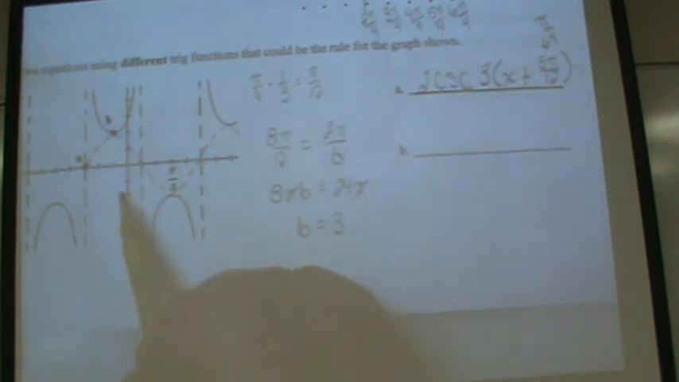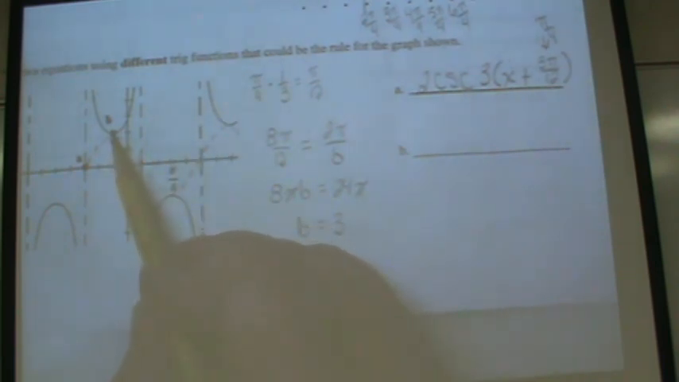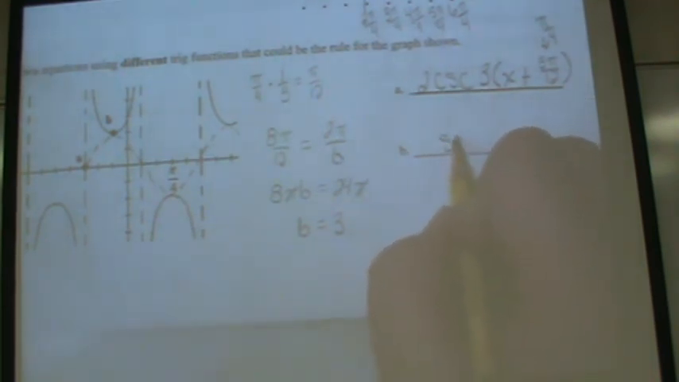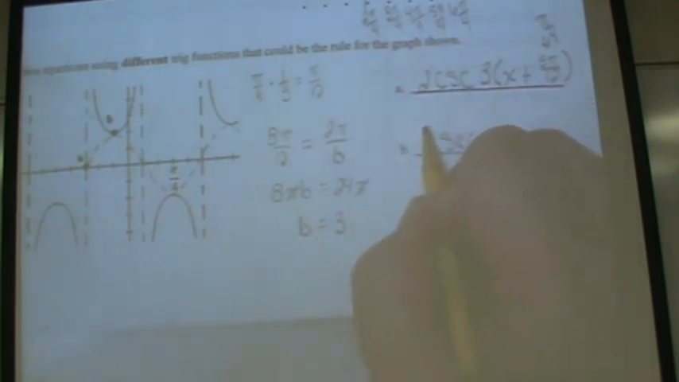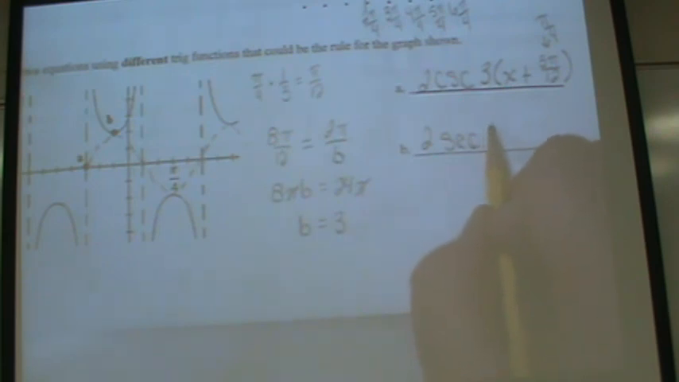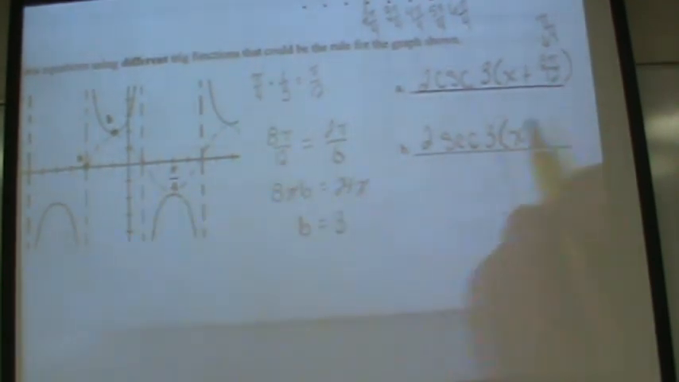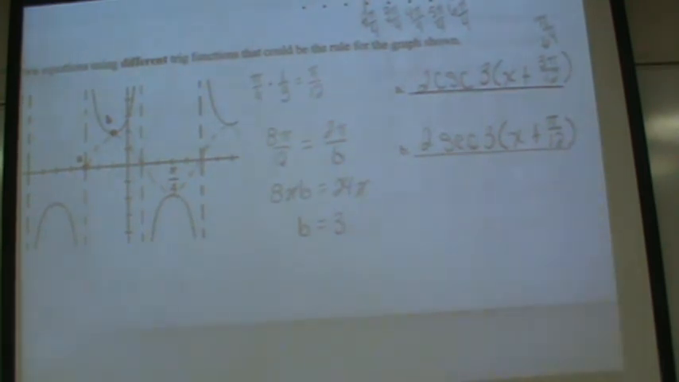And then our equation for B. For B, we're starting here. If we look at that curve that I drew in, if we start at B, it would be a cosine, so that makes it a secant. And our amplitude is the same. Our B value is the same. The only thing we change is where we started. We're starting at pi over 12.